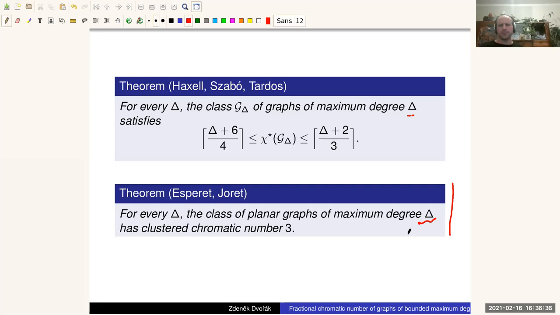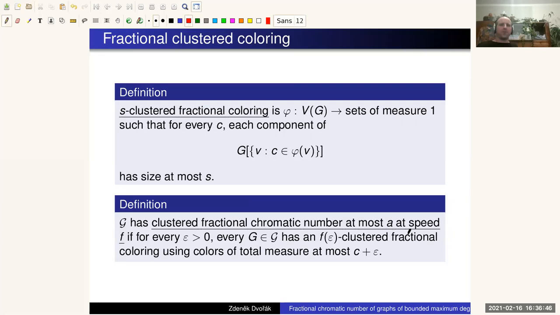But it turns out that you can do better than three if you go to the fractional setting. You can define fractional clustered coloring in the same way as we got from ordinary coloring to fractional coloring. Again, we assign to vertices sets of measure one, such that for each single color, the subset of vertices whose color sets contain this color induces a subgraph where each component has bounded size at most s.